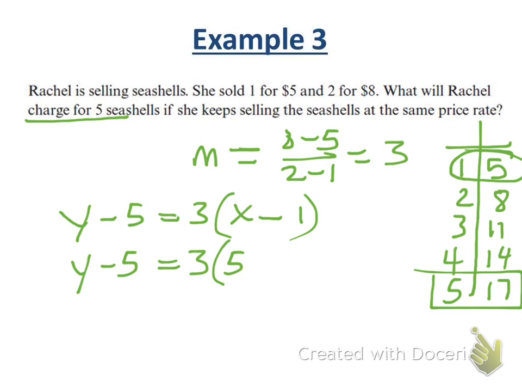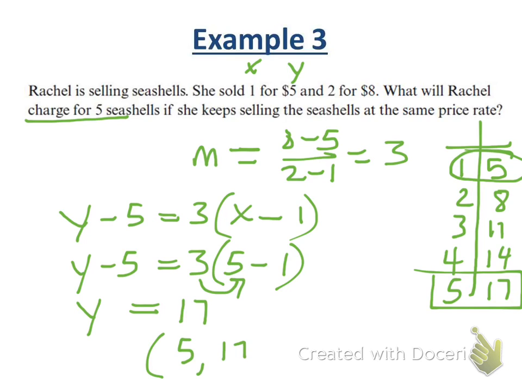5 for x. How do you know which one to plug it into? Because of which one is independent and which one is dependent. Cost is dependent upon the number of things. So this is y and this is x. So that's 12, right? Add 5 to both sides. We get 3 times 4 plus 5, which is 17. So when we sell 5 shells, it costs $17.